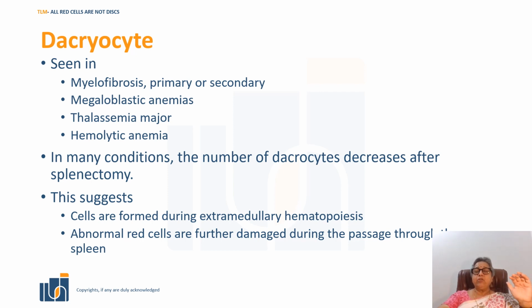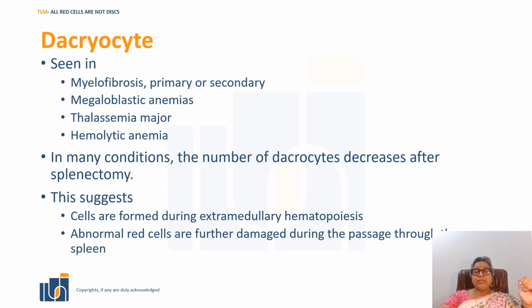Where do you see dacryocytes? Myelofibrosis, primary or secondary. It's quite a classical feature in myelofibrosis and to an extent diagnostic also. Or at least you should start thinking about myelofibrosis. So that is one of the pointer cells. Also megaloblastic anemias, thalassemia major, hemolytic anemia. In many conditions, the number of dacryocytes decreases after splenectomy.